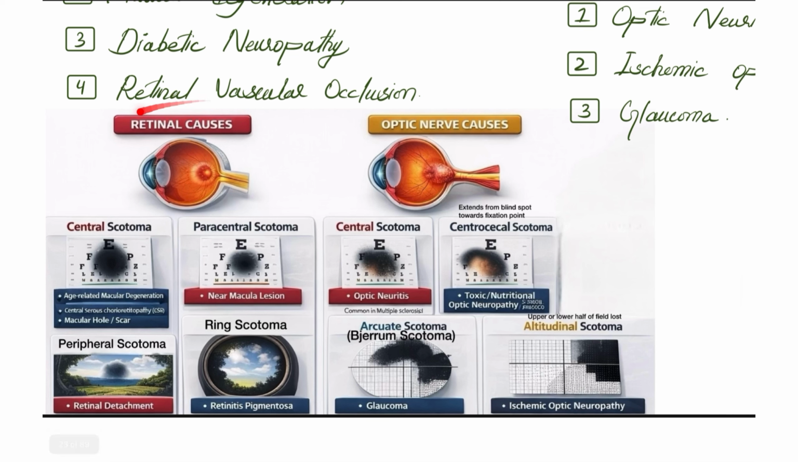The retinal trauma leads to central scotoma or paracentral scotoma, peripheral scotoma, or ring scotoma, and optic nerve lesion leads to central scotoma, centrocecal scotoma, arcuate scotoma, which is also called germ scotoma, and altitudinal scotoma.